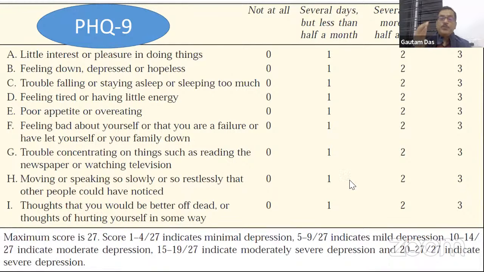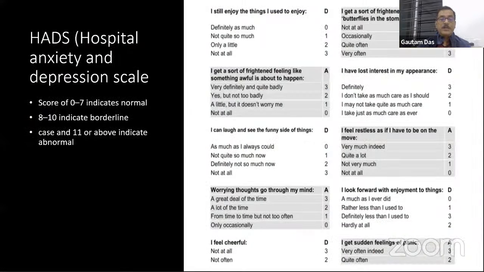In that way, when the patient has more than moderate depression, severe depression, then definitely you should take the help of a psychiatrist. But if it is mild depression or moderate depression, up to 14, you can take care. More than that, always take the help of your psychiatrist friend. This is the Hospital Anxiety and Depression Scale. This is also important, so you can use this one also.